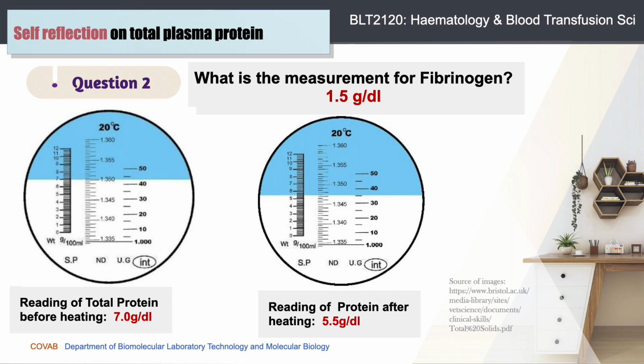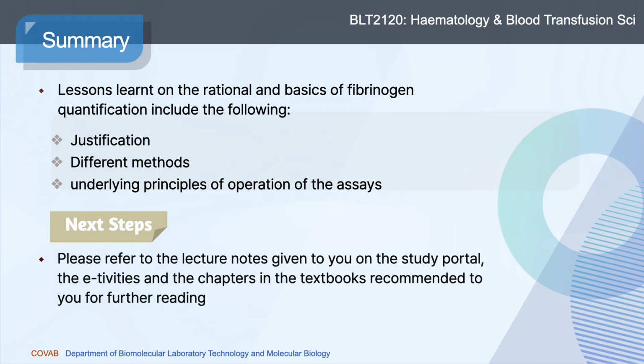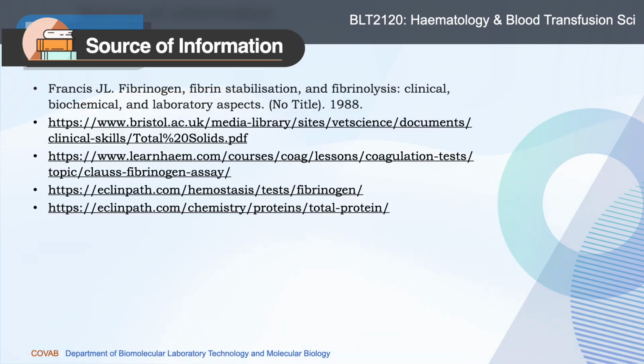grams per deciliter. In summary, the lessons we've learned on the rationale and basics of fibrinogen quantification include the justification, the different methods used, and the underlying principles of operation for the different assays. The next steps: refer to the lecture notes given to you on the study portal and the e-books and chapters in the textbooks recommended to you for further reading. These are a source of information.